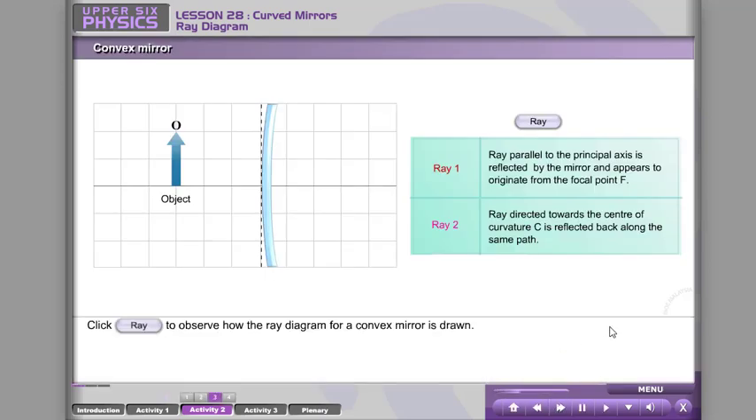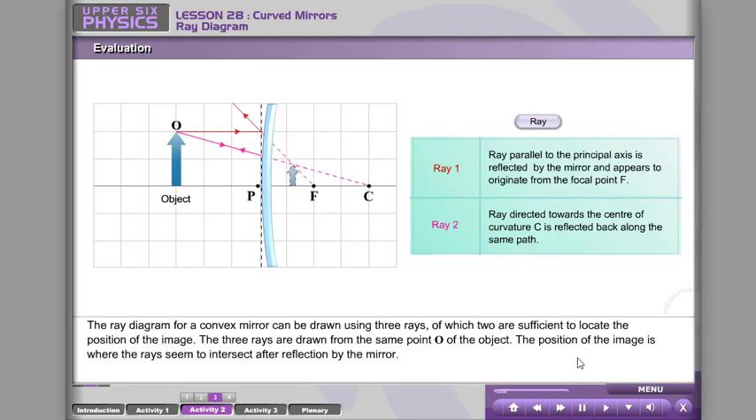Click the ray button to observe how the ray diagram for a convex mirror is drawn. The ray diagram for a convex mirror can be drawn using three rays, of which two are sufficient to locate the position of the image. The three rays are drawn from the same point O of the object. The position of the image is where the rays seem to intersect after reflection by the mirror.